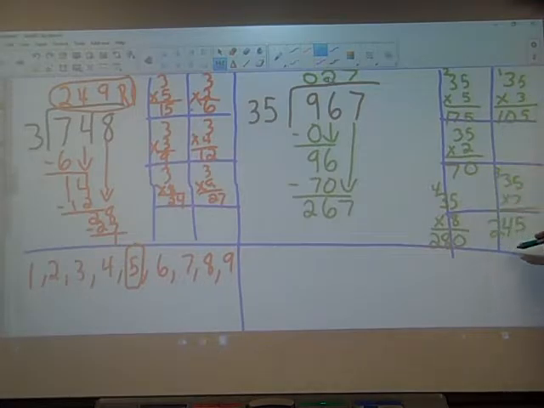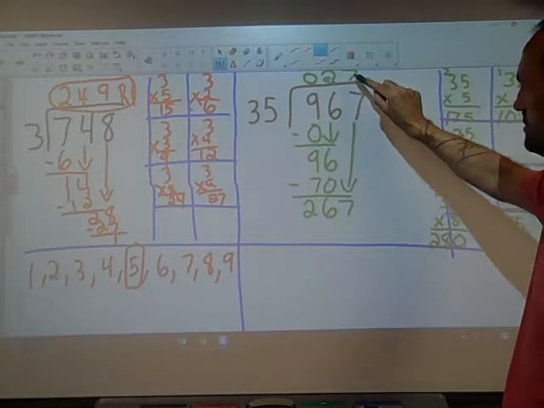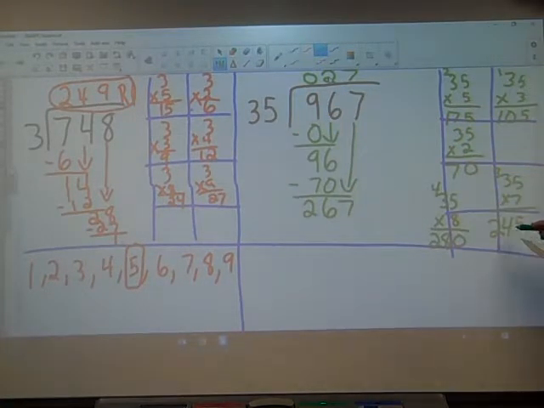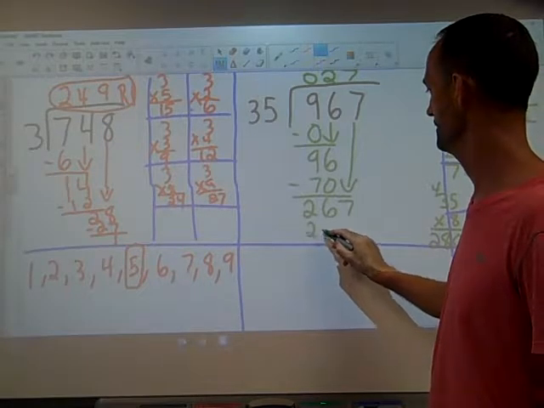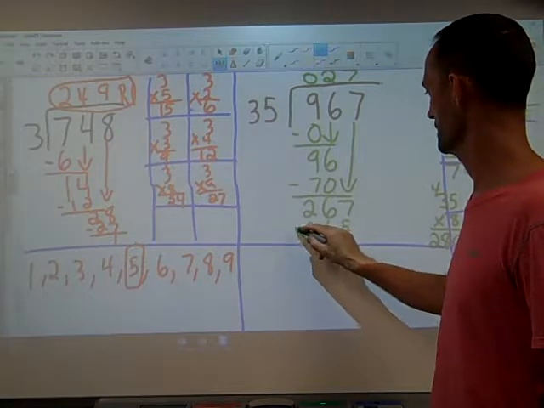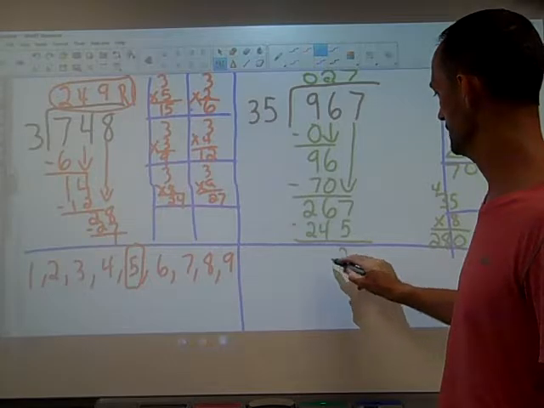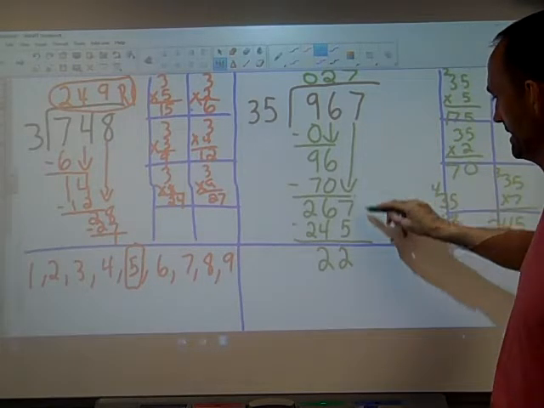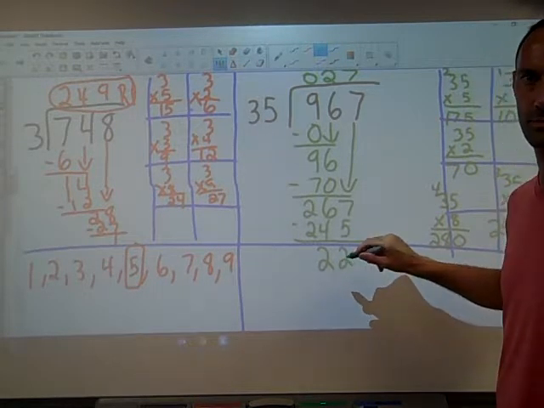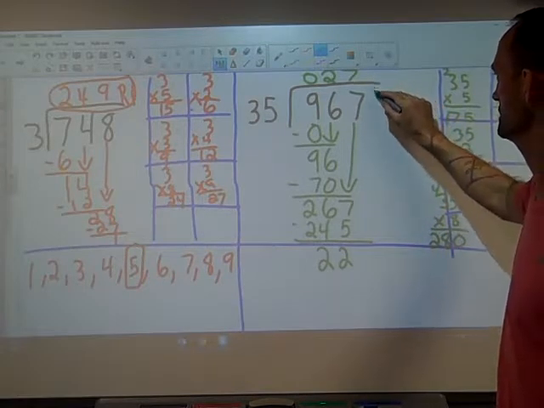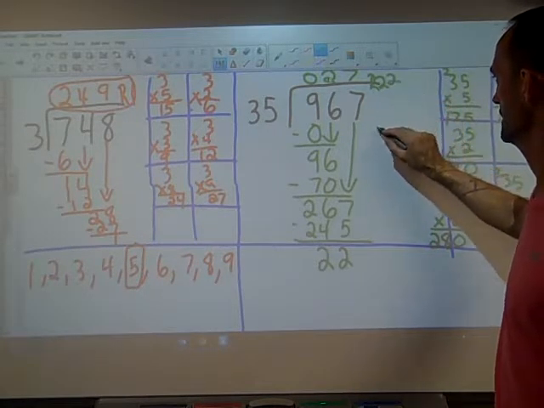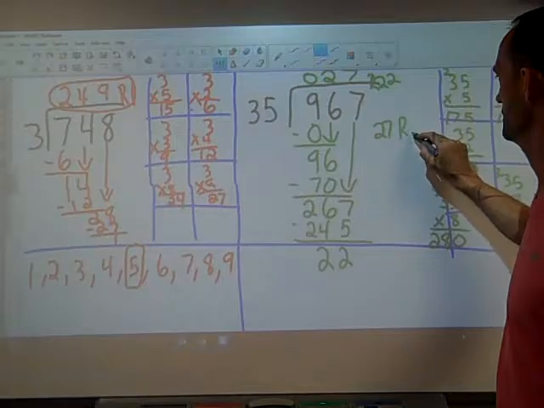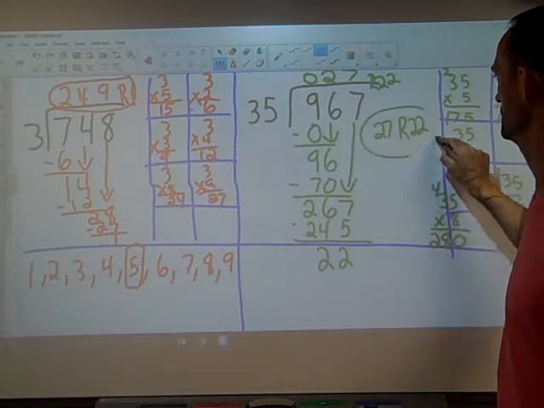And again, I leave my work here. I know that 7 times 35 is 245. Do the subtraction, we get 22. Nothing more to bring down. Have a remainder of 22. So the answer is 27, remainder 22.